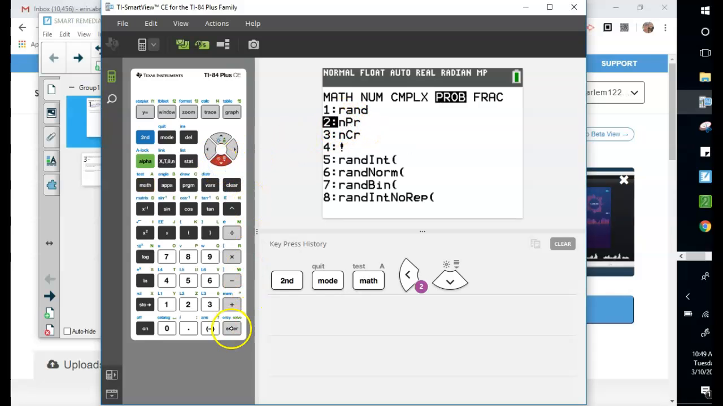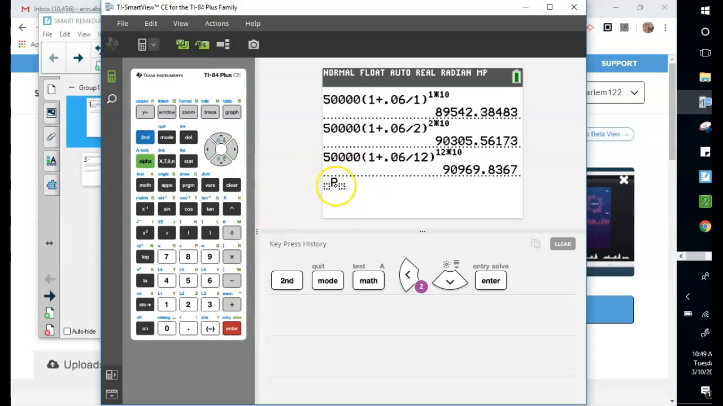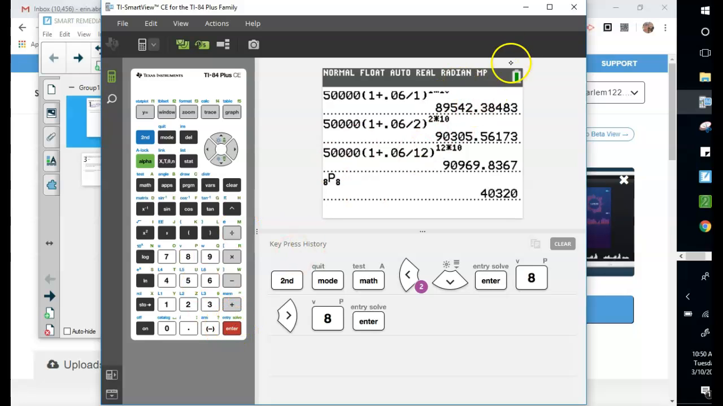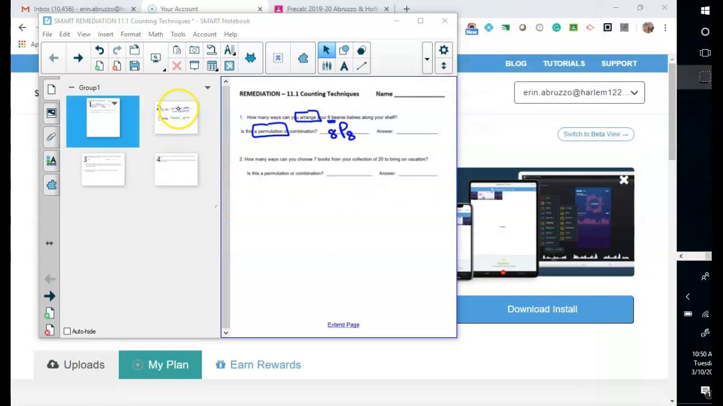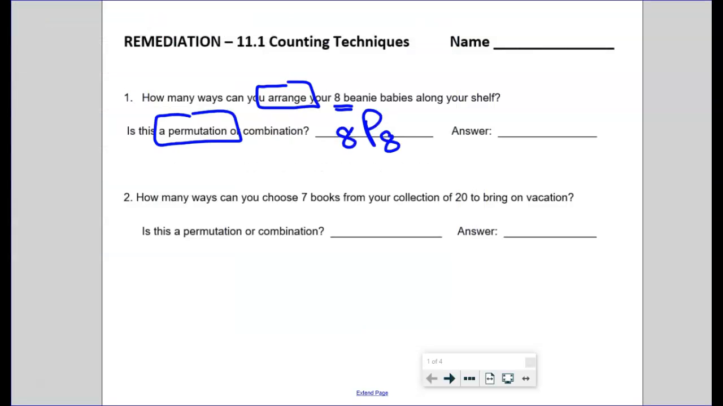On the newer calculators, you can toggle between the boxes here. You put your total amount here and then how many you're actually arranging in the other box. So this one is 8 permutations of 8. You're arranging all 8 of them, and the answer is 40,320. Permutations end up with really large numbers because every time you rearrange it, you have a different answer. That's why there are so many of them.